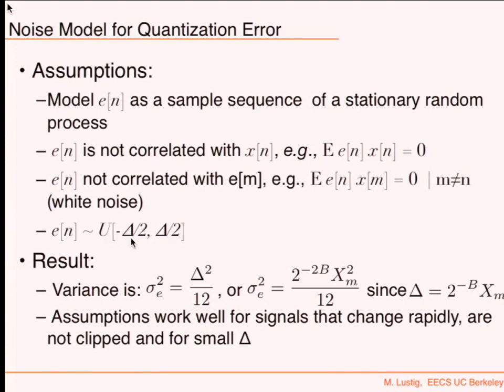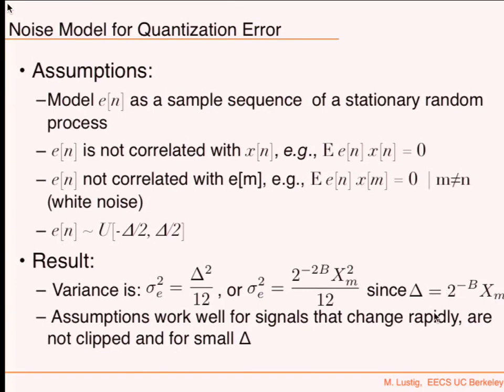Once you define it that way, we know what the variance of that value is. The variance of a uniformly distributed random variable is delta squared over 12. In that case, we know what delta is. We calculated it; it depends on x sub m and on the number of bits. So now the variance is 2 to the power of minus 2b multiplied by x sub m squared, all of that divided by 12. That's because delta is 2 to the minus b times x sub m.